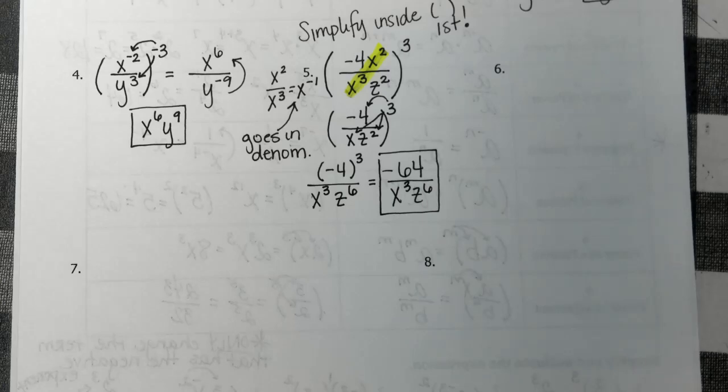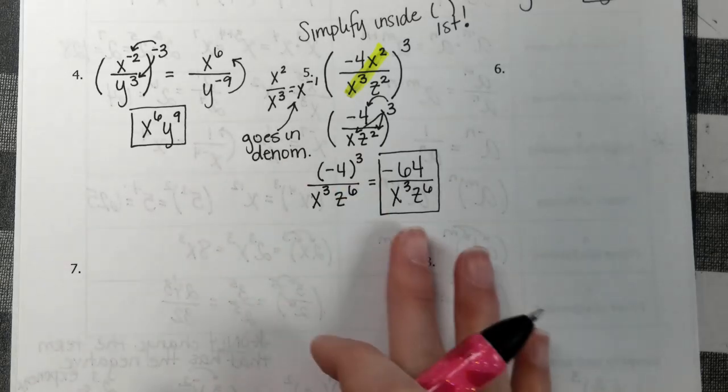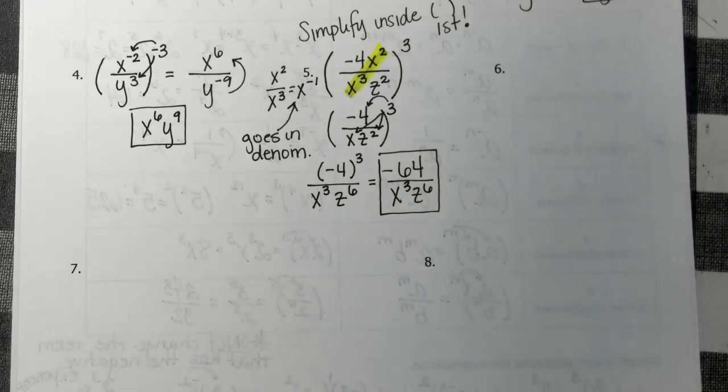Now, could you have left it x to the negative 1, distributed the 3, get a negative 3, then move it? Yes. Okay, that's okay also, as long as you work your way down to get rid of the negative x. Okay? All right, number 6.